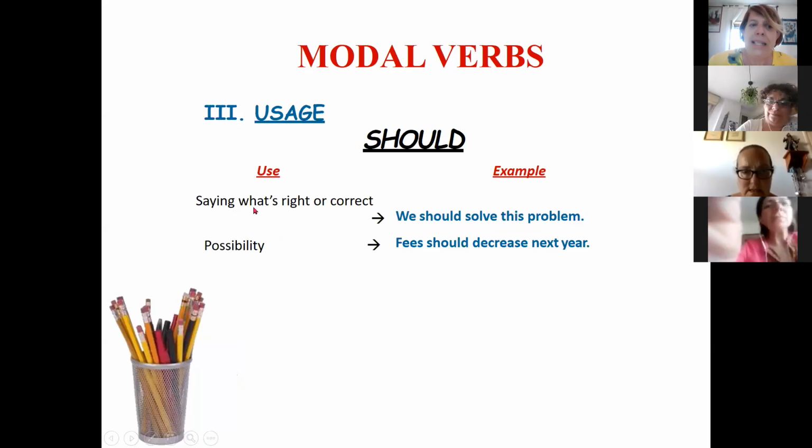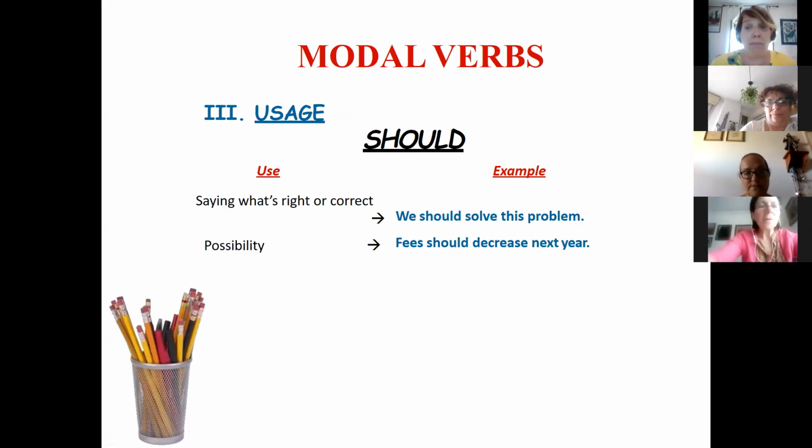Should. Say what's right or correct. We should solve this problem. We think that is the best way to solve this problem. Of course, there's nobody that is obliging us to do it, but we have to solve it, and we should solve it. Similar. We don't say we must, because we must means that if we don't solve the problem, there's a really serious consequence. In this case, we should solve this problem to stay better, maybe.